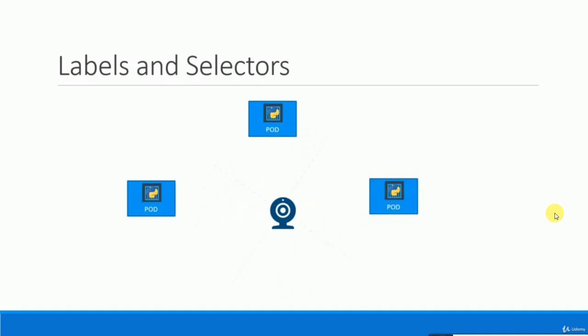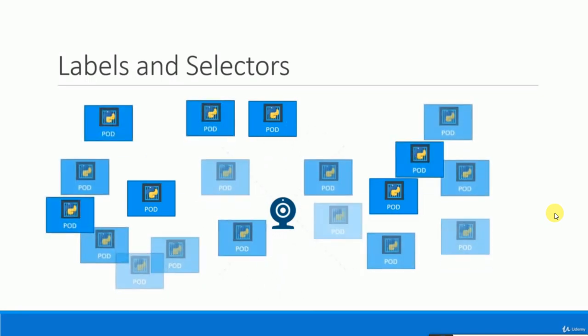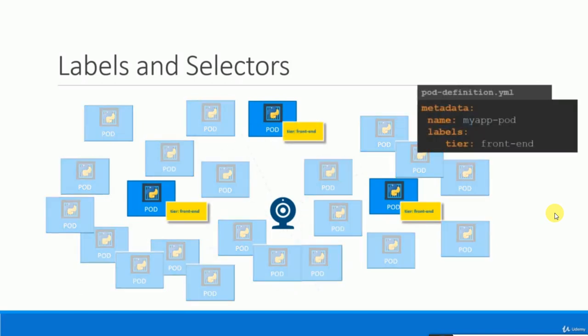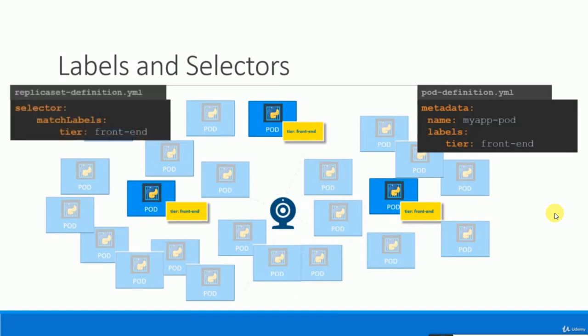Now, how does the replica set know what pods to monitor? There could be hundreds of other pods in the cluster running different applications. This is where labeling our pods during creation comes in handy. We could now provide these labels as a filter for replica set. Under the selector section, we use the match labels filter and provide the same label that we used while creating the pods. This way, the replica set knows which pods to monitor. The same concept of labels and selectors is used in many other places throughout Kubernetes.